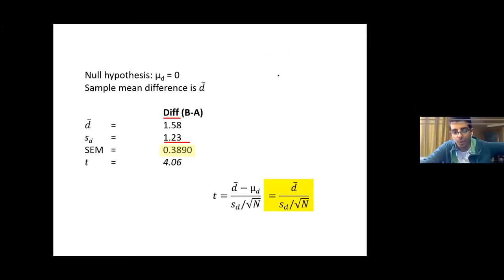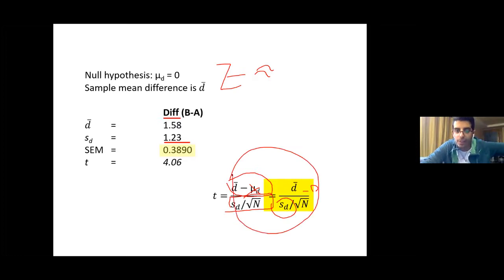This is really important. Notice that the t value is basically just the difference between the means. Here, we move this because this is just 0, by convention. And then this is just standard deviation divided by the square root of n. This is just the SEM. So with the SEM, t is the same as z. Z and t are very, very similar. The only difference is not the calculation. The calculation is the same.